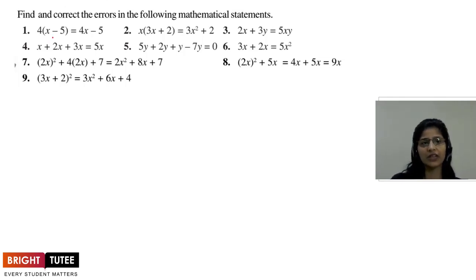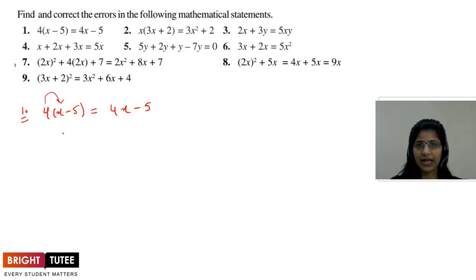So in the first one, if you see what is given to us, 4 into (x minus 5) is equal to 4x minus 5. So what they have done, they have just multiplied 4 with x. Is that correct? That is incorrect. What should happen? 4 should also be multiplied with 5. Can you tell the correct one? Yes, it will be 4x minus 20. This 4 will get multiplied with each and every term inside the bracket.